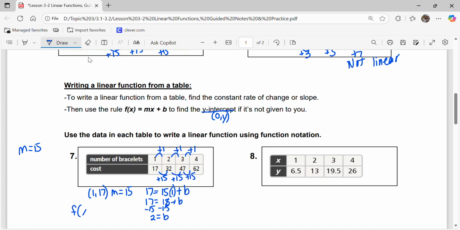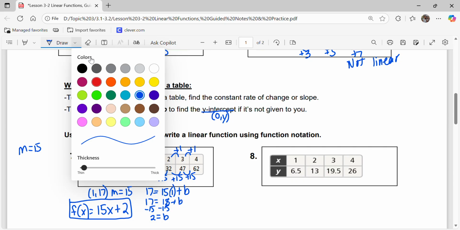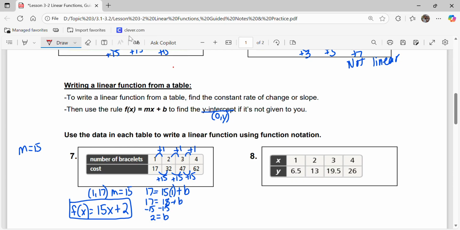So now f of x equals m, which is my slope, 15x, plus my b, which was +2. So this would be my linear function for this table. You can also do a little bit of mental math. If I know my y-intercept has to be at 0, I can go backwards, and 17 minus 15 would be 2. 2 plus 15 would be 17. So 0 bracelets, why is it $2? It could be the materials that it cost to make the bracelets.